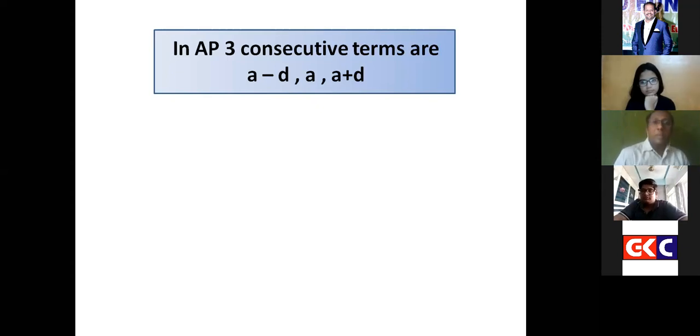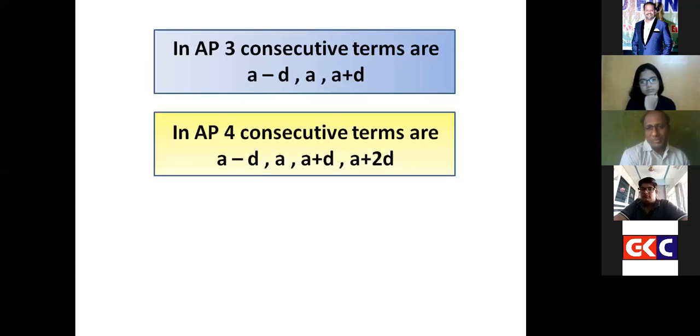In case we have four consecutive terms, see what happened: one extra gets added. A minus D, A plus D and A plus 2D. That is how four consecutive terms come.